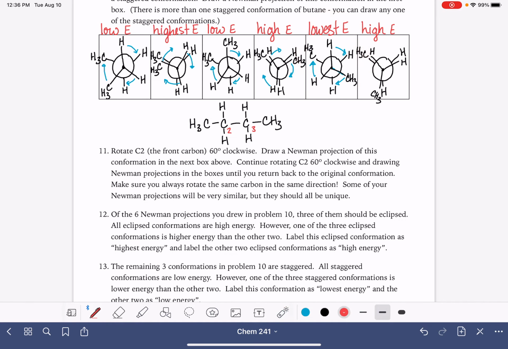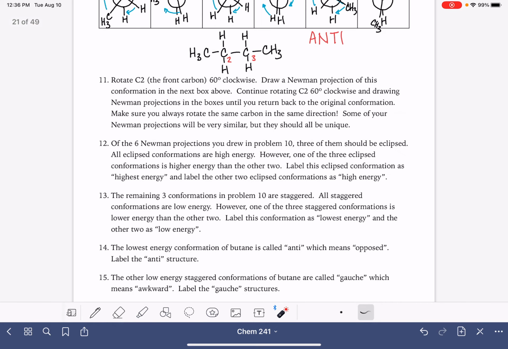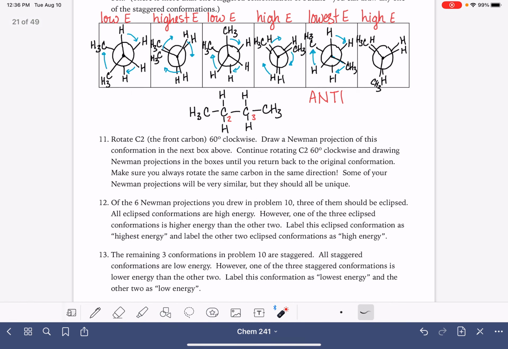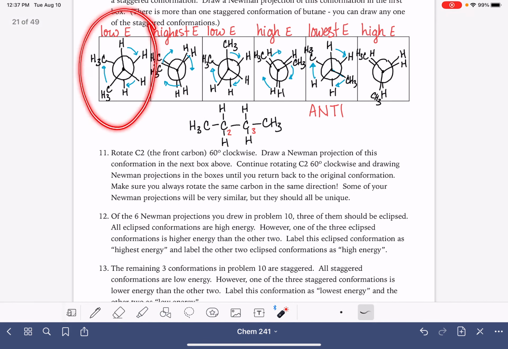So the lowest energy conformation gets a special name, anti, and that comes from the relative position of those 2 methyl groups. They are anti or opposite or 180 degrees apart from each other. The other low energy conformations are called gauche, which is a very ugly sounding word. So these two guys right here, these are gauche, and gauche means awkward.